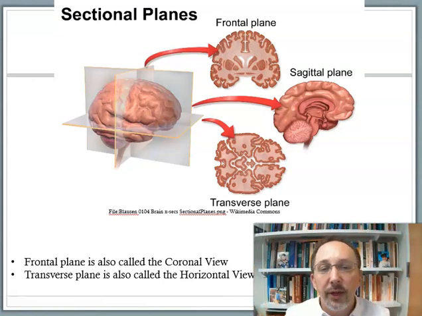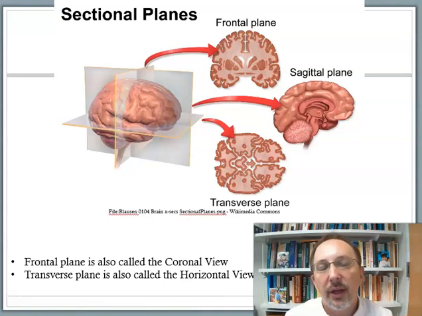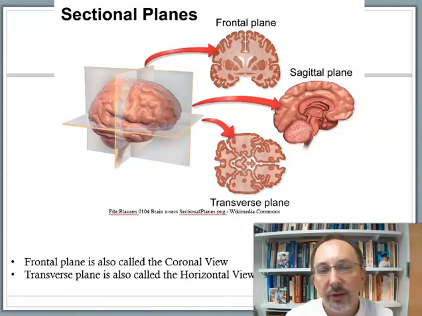The transverse plane is also called the horizontal plane, and that is taking slices this way. So when someone has a brain scan done, often they will take these transverse slices from the bottom to the top and look at, for instance, things like a CT or an MRI in this way.